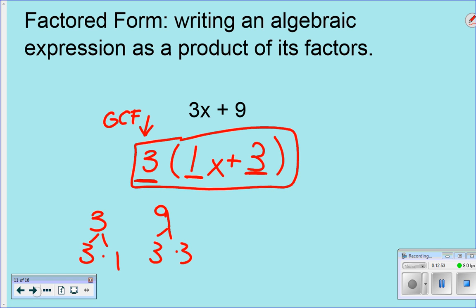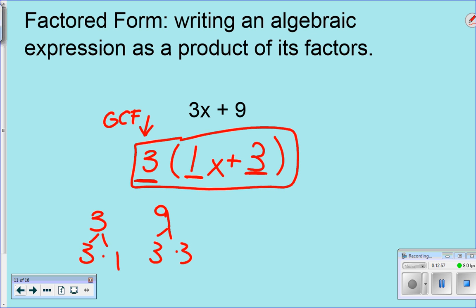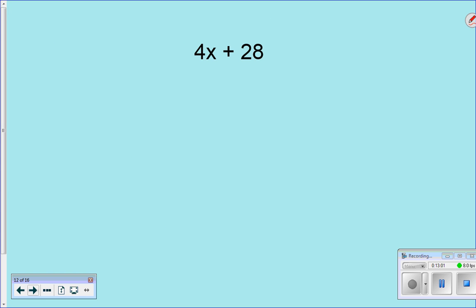Okay, let's do another one. You don't need a definition. Product of its factors. 4x plus 28. Figure the GCF out. First, set it up if you need to set it up like this. Yep, exactly like this. GCF goes here.